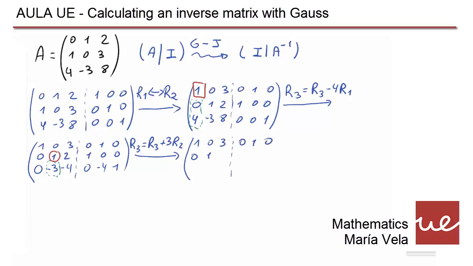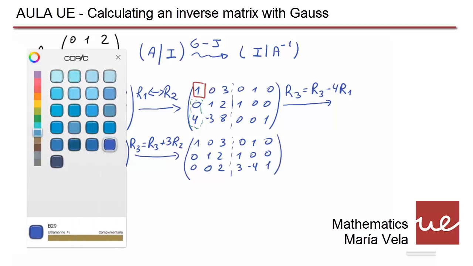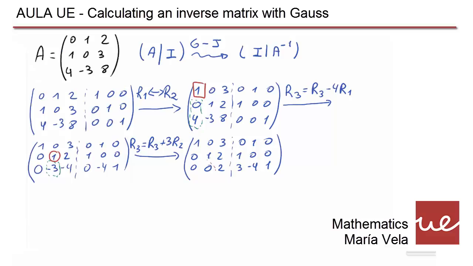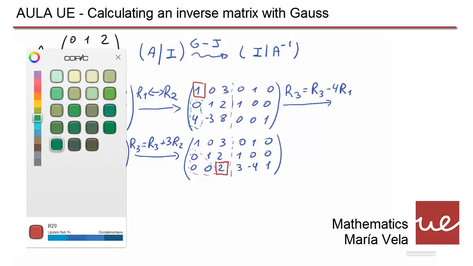So we copy the first 2 rows as they are, 1, 0, 3, 0, 1, 0, 0, 1, 2, 1, 0, 0, and we operate with the third row. We get 0, 0, minus 4 plus 6 is 2, then 0 plus 3 is 3, and then we get minus 4 and 1 for the last positions, as they remain the same. So we already have 3 zeros below the main diagonal, and now we have to make zeros in the upper part.